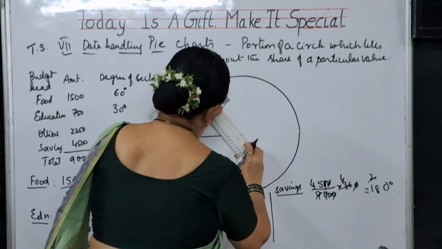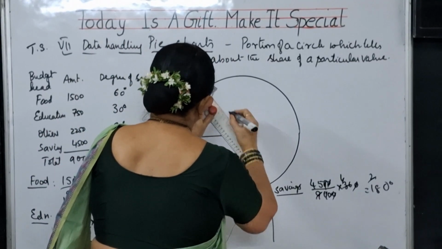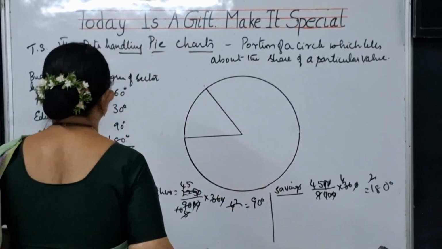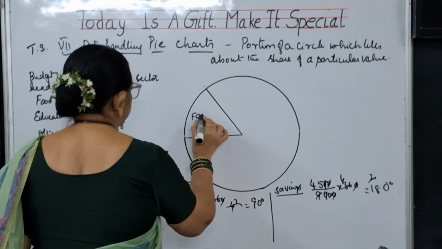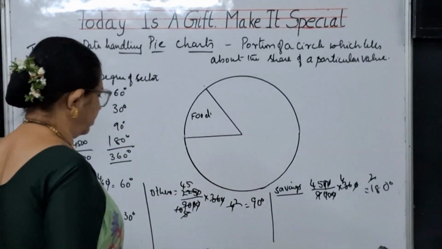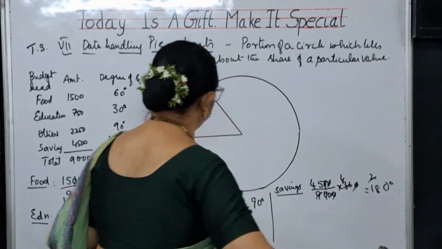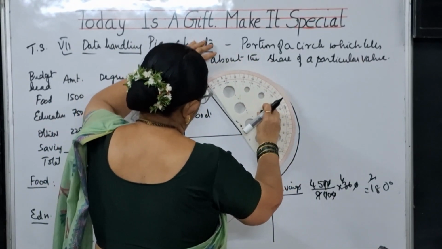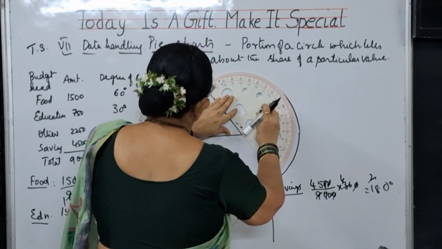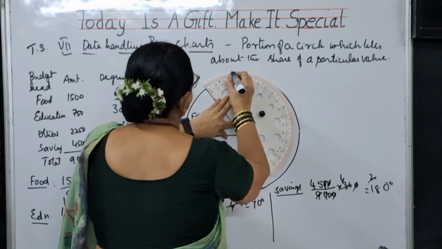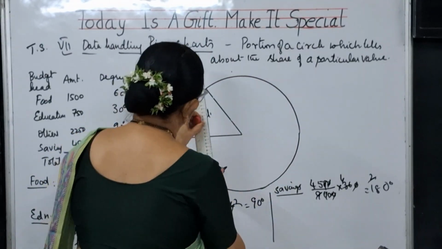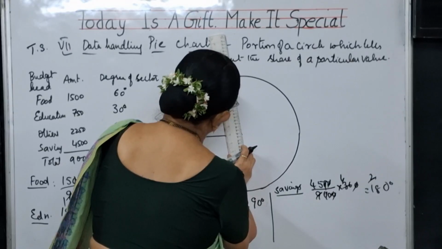So joining this, that means at least up to the circle, this is the one. So what is this? This is food. Next, 30 degrees, education, 30 degrees. So what you have to do? You have to start here. The center should be here. Like this you have to keep. And from this 0, 30 degrees is here. So again, you have to join these two.